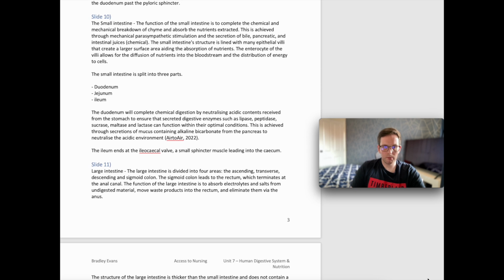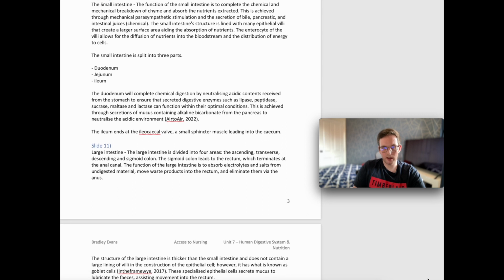The duodenum will complete chemical digestion by neutralizing acidic contents received from the stomach to ensure the secretion of digestive enzymes such as lipase, peptidase, sucrase, maltase, and lactase can function within their optimal conditions. This is achieved through the secretions of mucus containing alkaline bicarbonate from the pancreas to neutralize the acidic environment. So there I've answered about optimal conditions for enzymes. The ileum ends at the iliac valve, a small sphincter muscle leading to the sacrum.